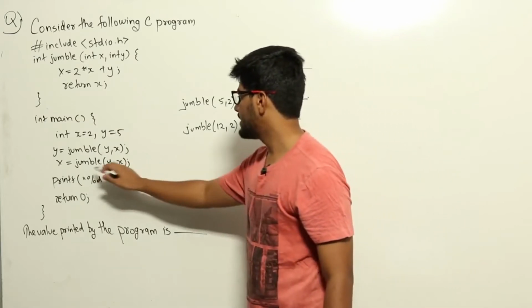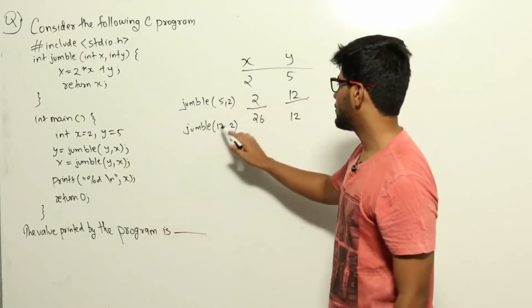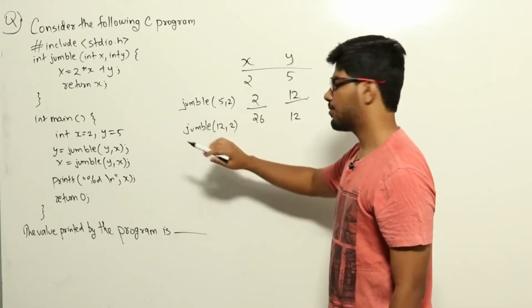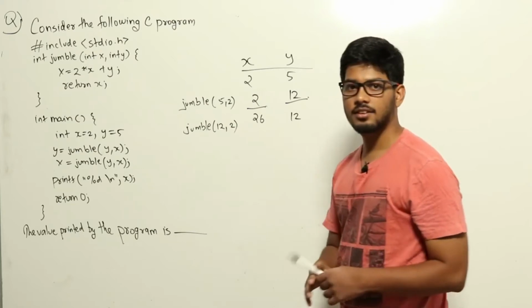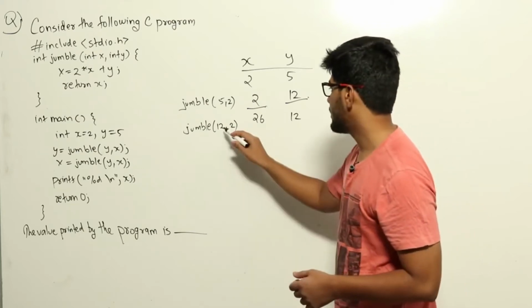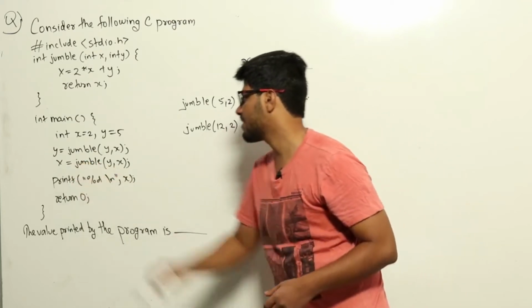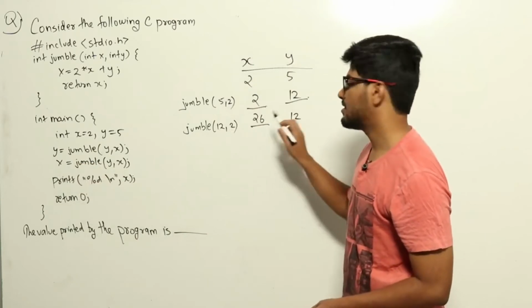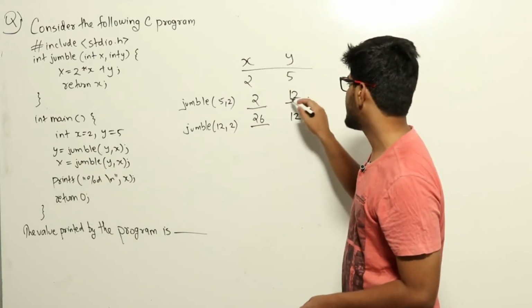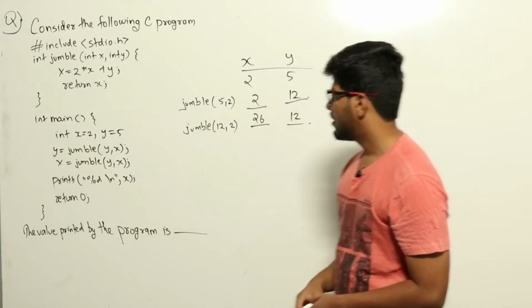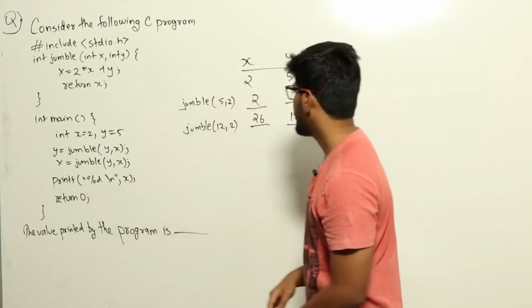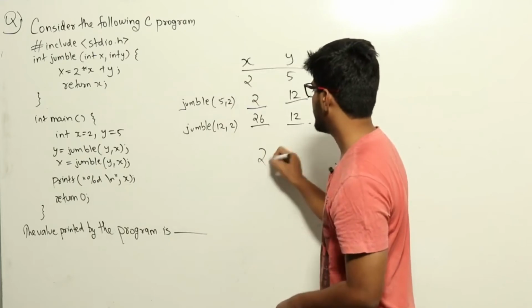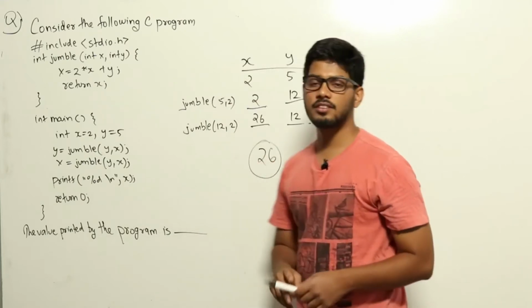After that we are calling again jumble of y comma x, meaning we are calling jumble of 12 comma 2. Now what that will do is, it will be returning 12 into 2 plus 2, that is 24 plus 2, that is 26, and that we are assigning to x here, meaning x will become 26 and y will remain at whatever value it had earlier, that is 12 only. Now look at the print statement, printf of percentage d x, meaning we are printing x value here, that is clearly 26. 26 is the answer.